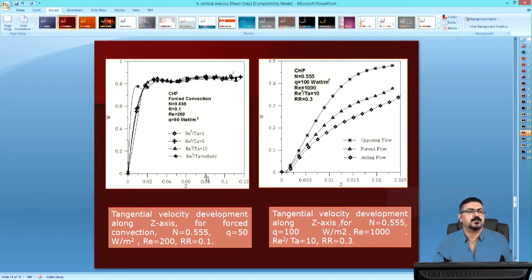This figure shows the effect of Reynolds square over Taylor value on the tangential velocity development along the z-axis for forced convection with radius ratio 0.555, heat flux equal to 50 watt per meter square, Reynolds number equal to 200. This figure shows a comparison between opposing flow, forced flow, and aiding flow of the tangential velocity profile along Z for radius ratio 0.555. As shown in this figure, opposing flow gives higher values of tangential velocity development.